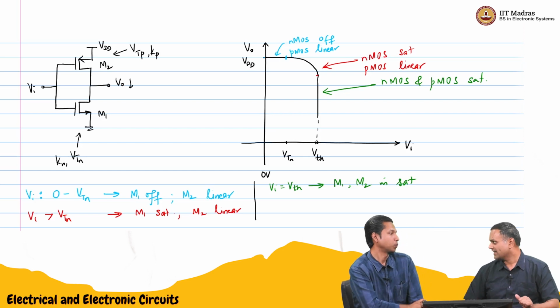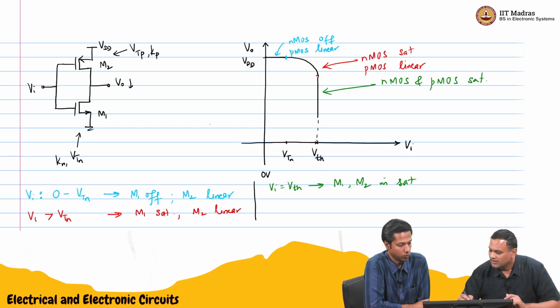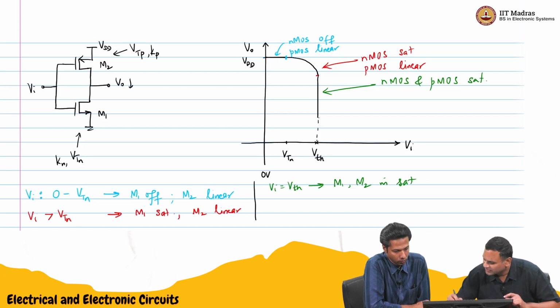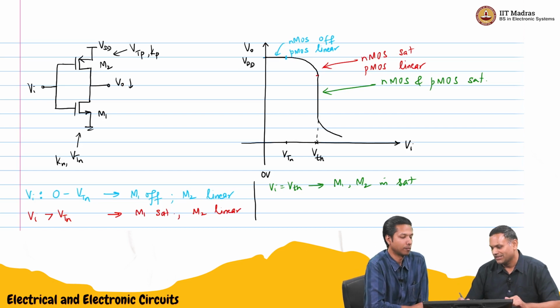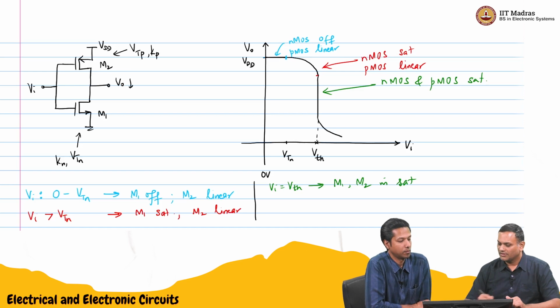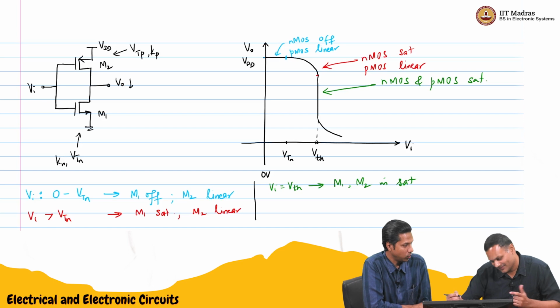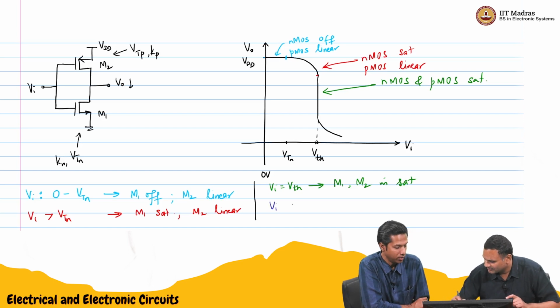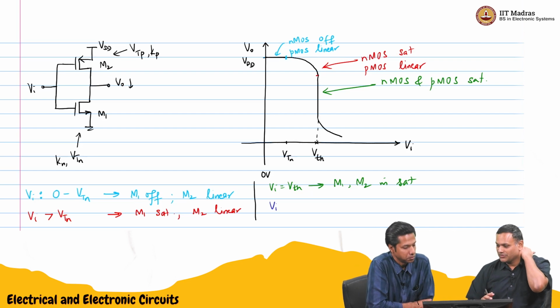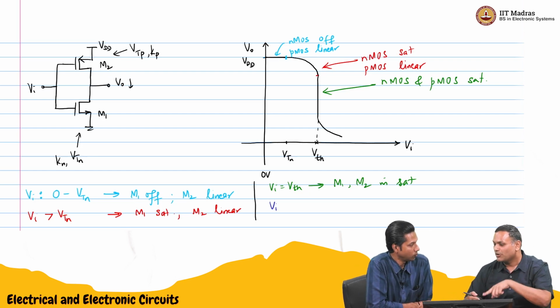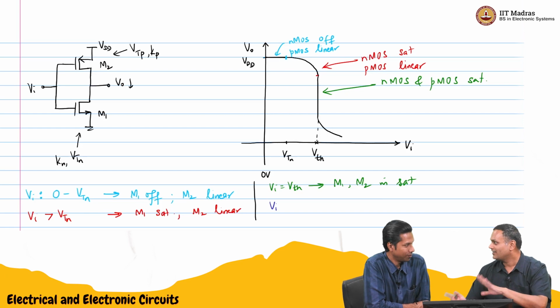Both are in saturation. And like you said, now one of them will enter into the linear region. So I will show the curve like this. So now again it will do something like this, no? So it will do something like that. Because M1 is in triode and the other one is continuing in saturation. Correct. So in this case, the PMOS will be in saturation, the NMOS will enter the triode region.